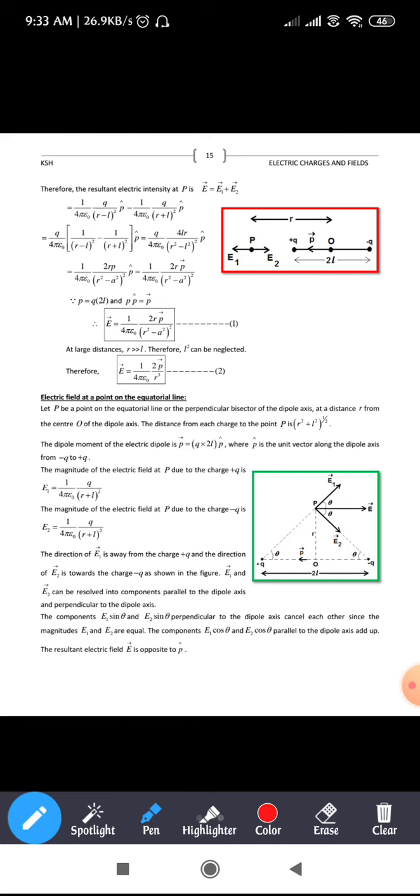So hence the electric field comes out to be vector E is equal to 1 by 4 pi epsilon naught into 2p vector divided by r cube. So hence this is the expression for the electric field on the axial line of the dipole.